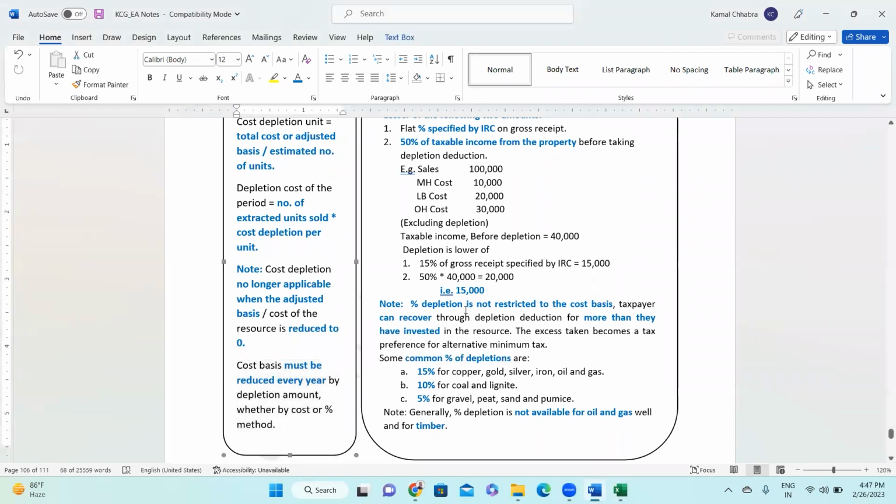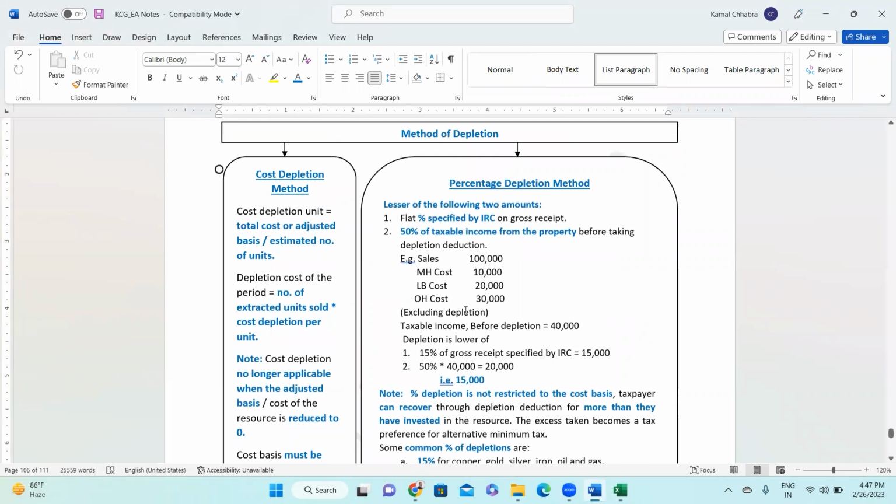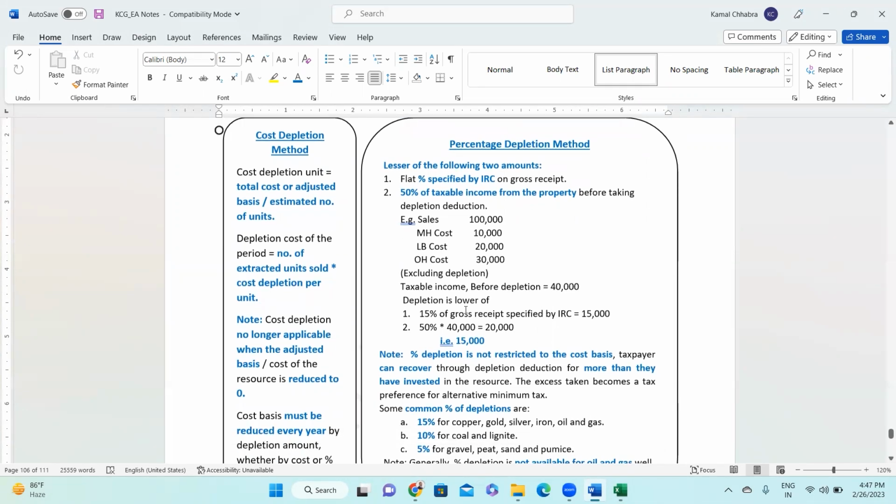Cost basis must be reduced every year by depletion amount, whether by cost or percentage method, whatever the method you use. So we understood what is the cost depletion method. Any doubt here? Okay. Now look at the right hand side.